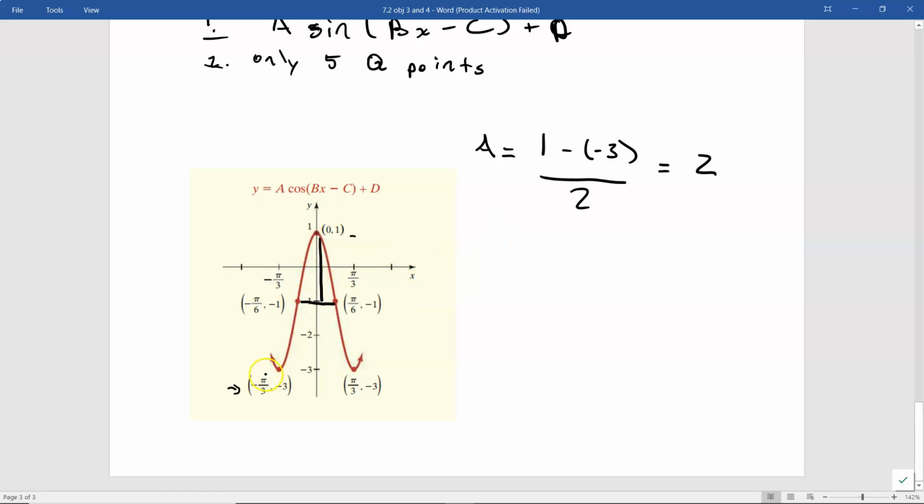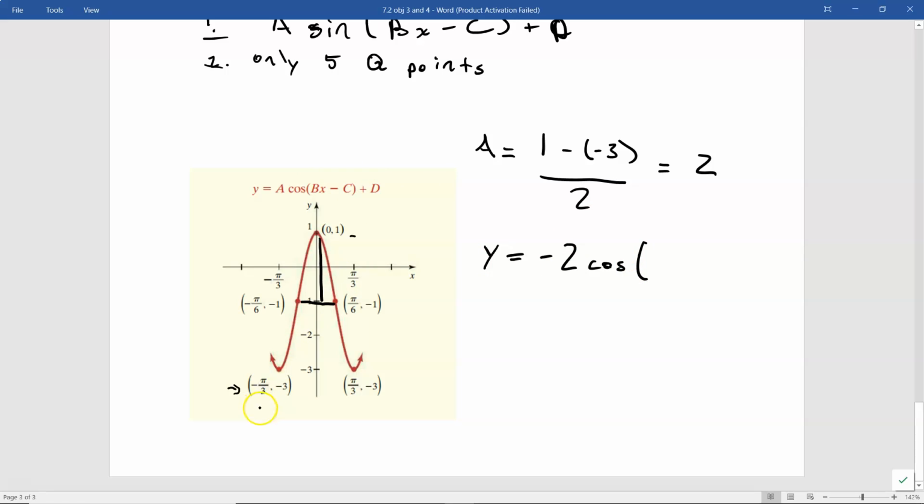And even though I said this was the amplitude, which I guess it kind of is because it's always going to be positive, we also need to put a sign in front of this too. So right off the bat, we know it's a cosine function and it's starting at its minimum. So that means this a is going to have a negative in front of it. So we're going to have a -2 for a. So -2 cosine, and then bx minus c plus d.